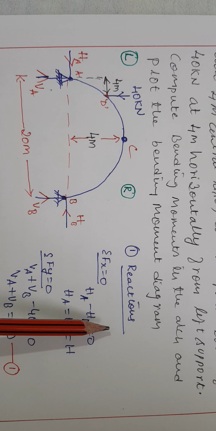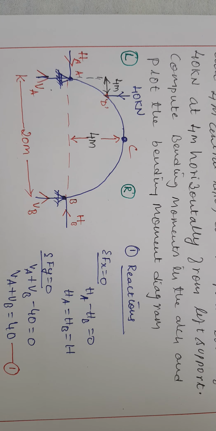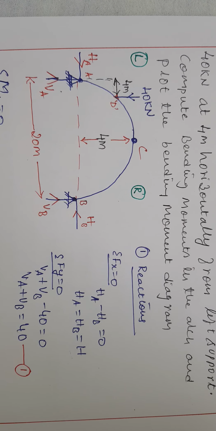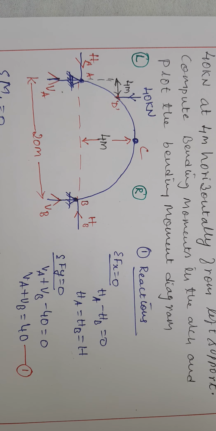So our first step is to find the reactions. In order to find the reactions, we follow the same procedure that we followed for beams. First, I am considering the first equilibrium condition, summation of Fx equal to 0, where I came to know HA and HB are the same. I consider that as H. Then the next equilibrium condition, summation of Fy equal to 0. Then VA plus VB minus 40 will be equal to 0. Then VA plus VB will be equal to 40. I consider that as equation 1.